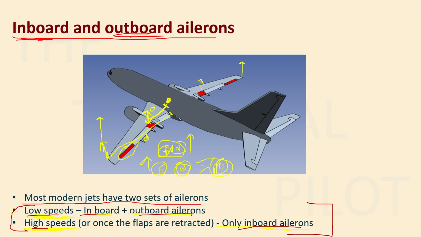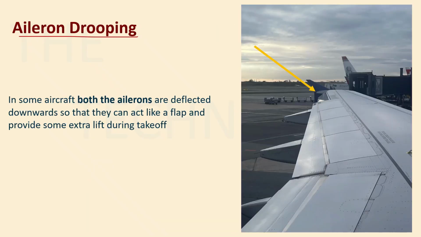And generally at higher speed means that most of the modern aircraft is like that, whenever you retract the flaps, whenever the whole flaps are retracted, that is after takeoff, then you're supposed to use only inboard. The outboard aileron then comes to a locking position. These ailerons get locked, and you are able to use only inboard ailerons for turning the aircraft or rolling the aircraft. All right. Then in some aircraft there is aileron drooping.